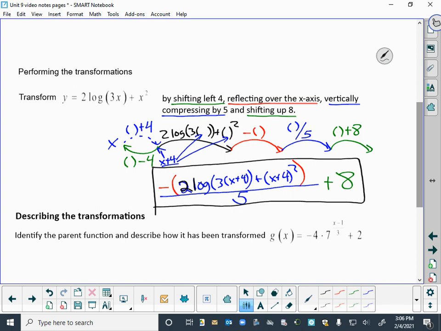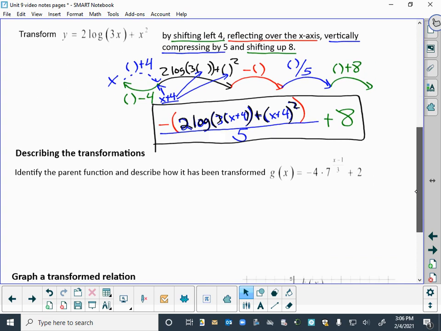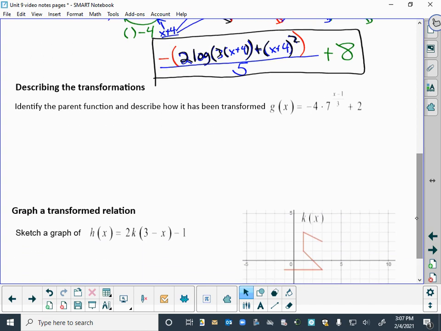Probably could have done what was on the black arrow in black. That might have been helpful there a little bit to see what was happening there. All right, not difficult. Again, there's some simplifying that could be done there, but I picked a fairly complex function to do the transformations to. Okay. Let's see what else we can do with this. Describing the transformations. Identify the parent function, describe how it has been transformed.